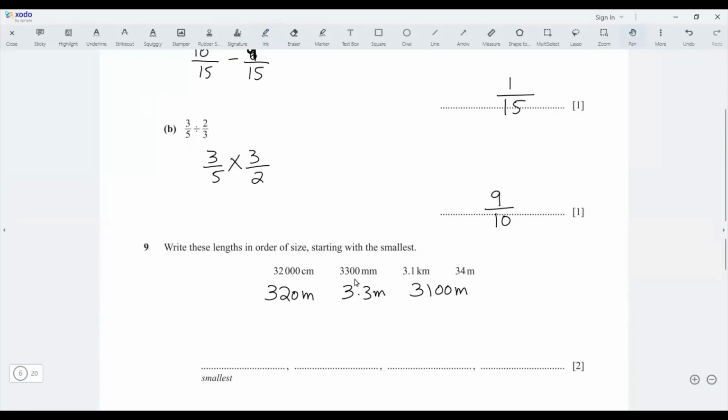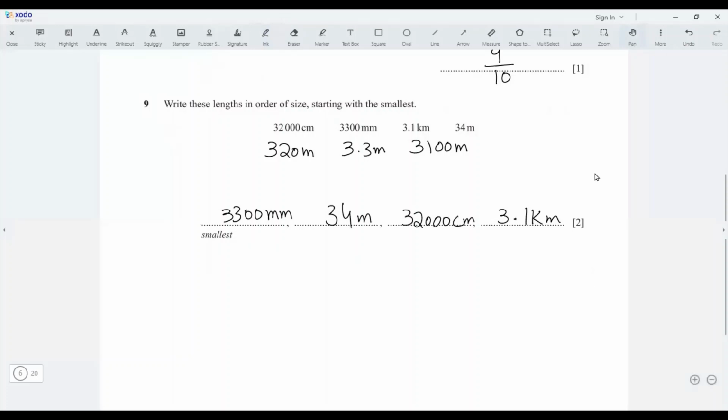3300 millimeters. Write it down as it is given in the question, not 3.3. So we write down 3300 millimeters. What about the next one? The next one is 34 meters, which is already written as it is. And next is 320 meters, which is equivalent to 32,000 centimeters. And the last one, but not the least, is 3.1 kilometers. So moving ahead to the questions.